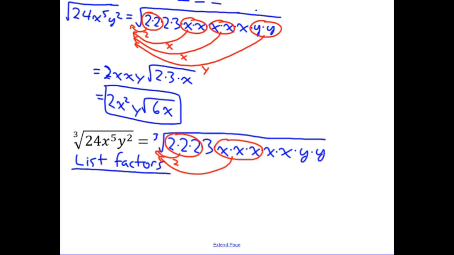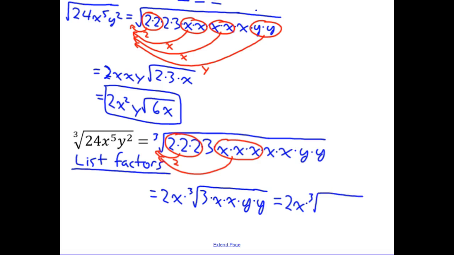So I can rewrite this as a 2 I pulled out and an x I pulled out, and then I have my cube root of whatever is left. So I have a 3 times x times x times y times y. And what I'll do lastly is gather those up inside the radical sign. So I have 2x times the cube root of my 3, and then I'll write this as x squared y squared. And that is my answer.